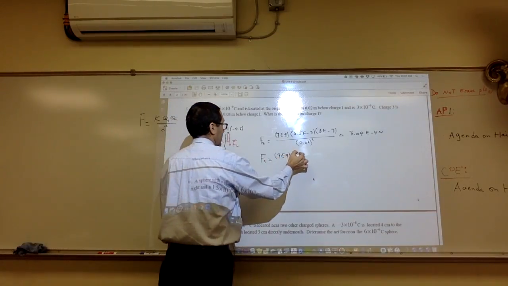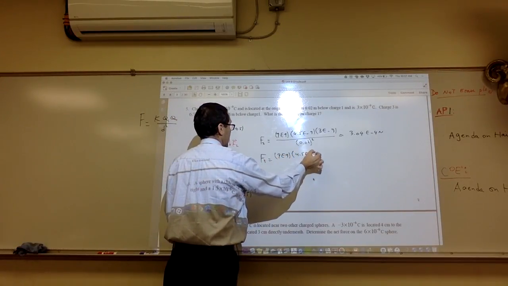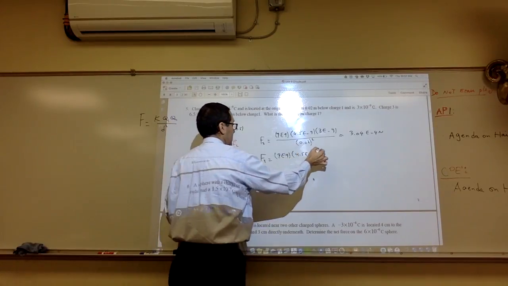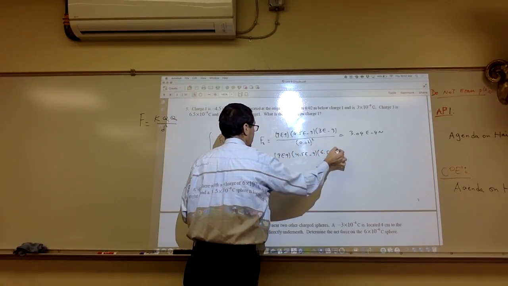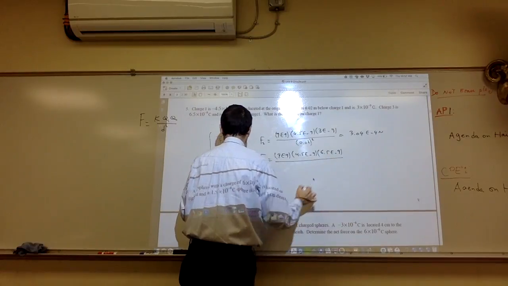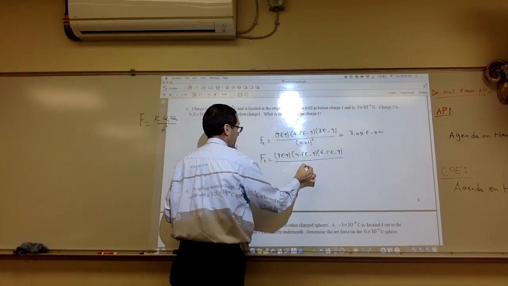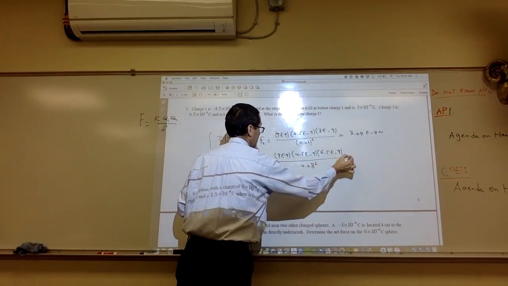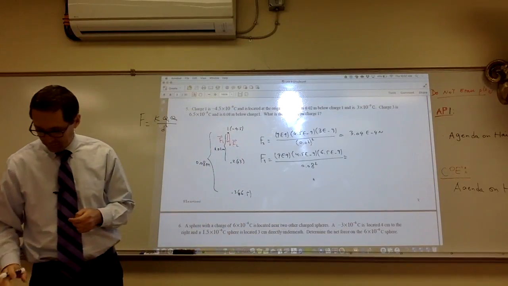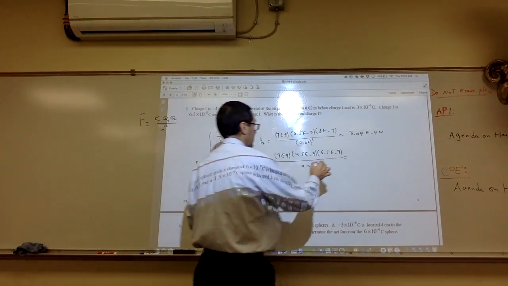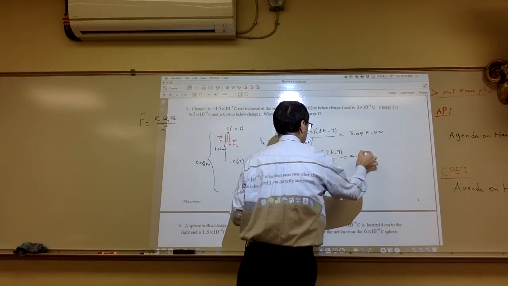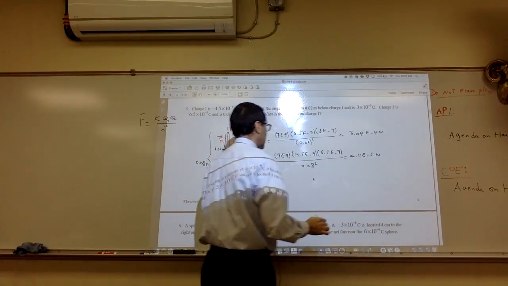So F3 will follow the same formula. F3 is here, so it's going to be 4.5 times 10 to the negative 9 times 6.5 times 10 to the negative 9 over 0.08 squared. And that should be 4.11 times 10 to the negative 5 newtons, right?